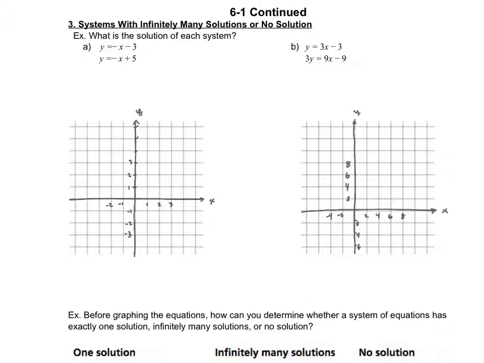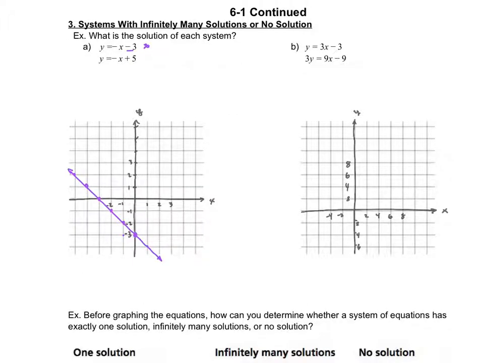Well, I can just graph these independently. If I graph this first equation, I want to start at the y-intercept, which is -3. So starting off at -3, I'm going to use the slope. It's -1, so I'm going to go down 1 over 1, or back 1, up 1, back 1, up 1, and I'm going to graph that for the duration of my coordinate plane.